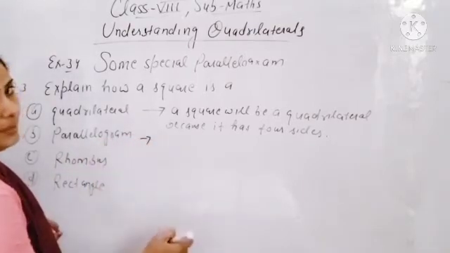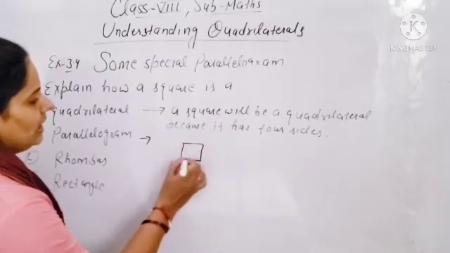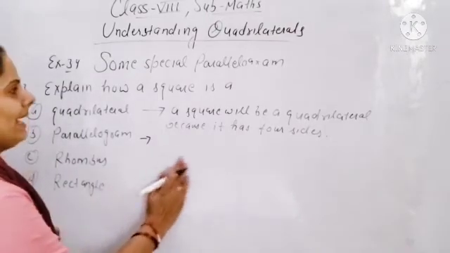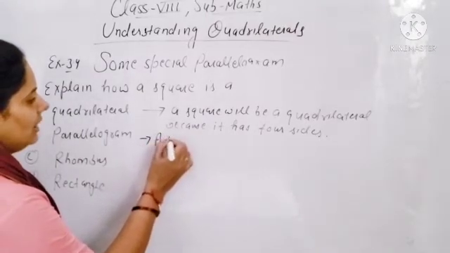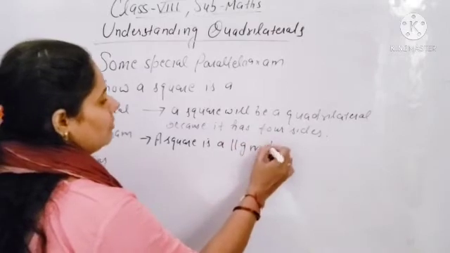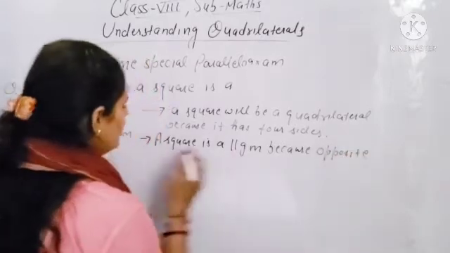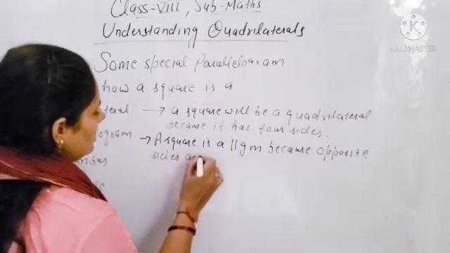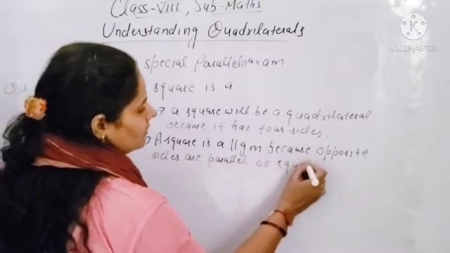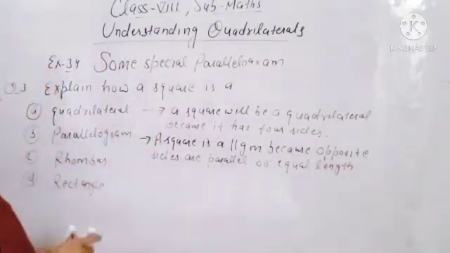Next, parallelogram. How can a square be a parallelogram? So beta, in the square, all the sides are equal in length. It means opposite sides will also be parallel. So you can say it can be a parallelogram. So a square is a parallelogram because opposite sides are parallel and equal in length. So you can say it will be a parallelogram.